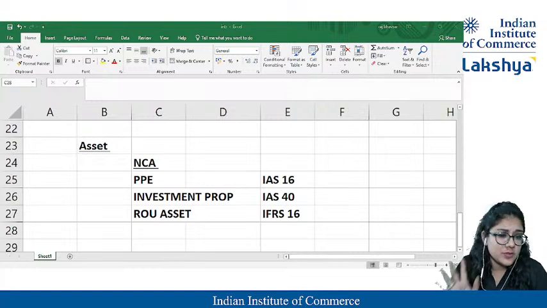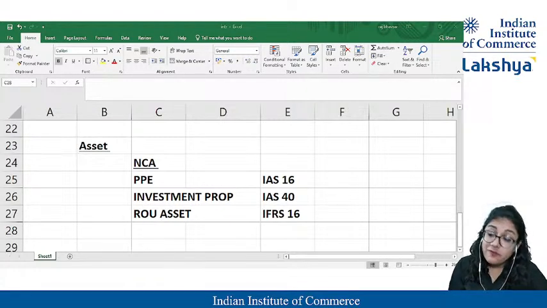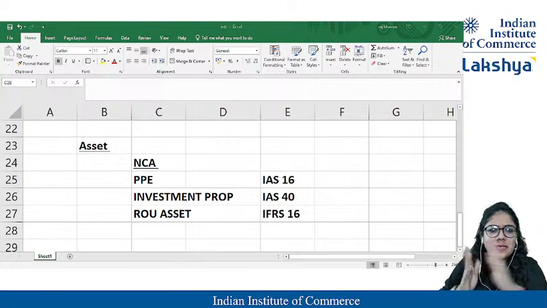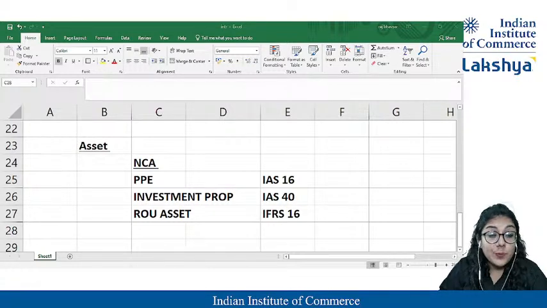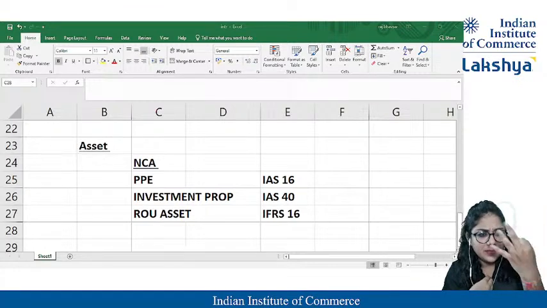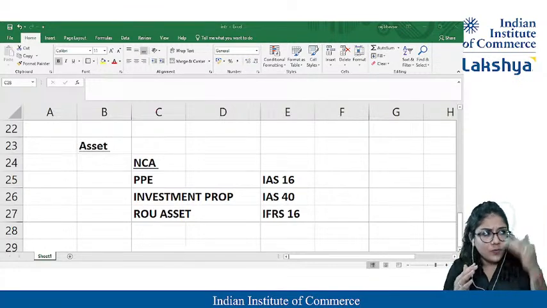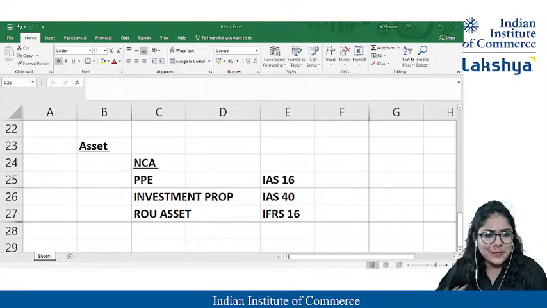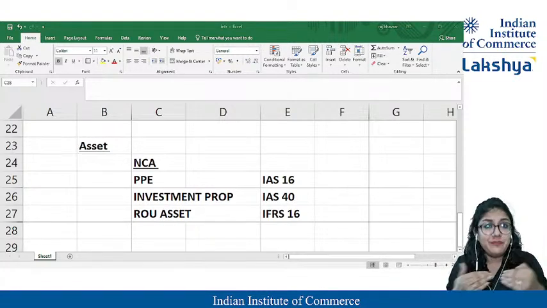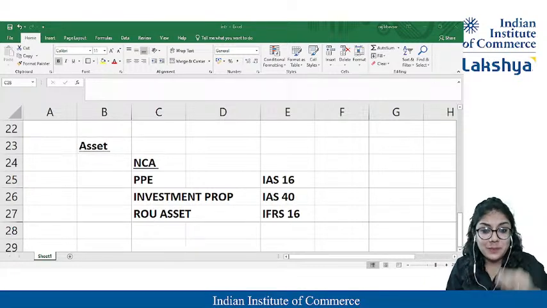Why? For the production process or whatever it is. Can you please give me on lease? So they'll be fixing rentals, and everything has been fixed. Whatever the lessee is obliged to pay, for example a 3 year lease, year 1, year 2, year 3, is fixed. Can I consider it directly at the 3 year lease? No, we have to bring that to the present value, and this is where we are considering it as an asset.